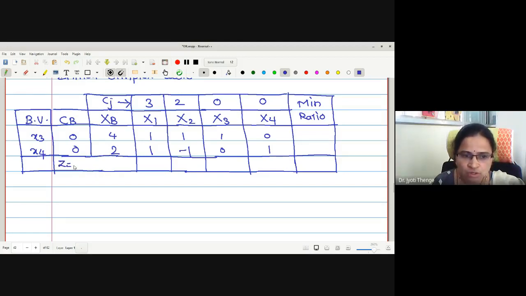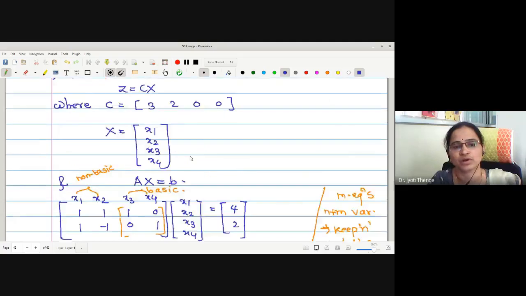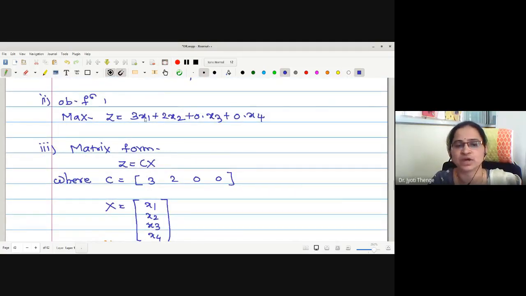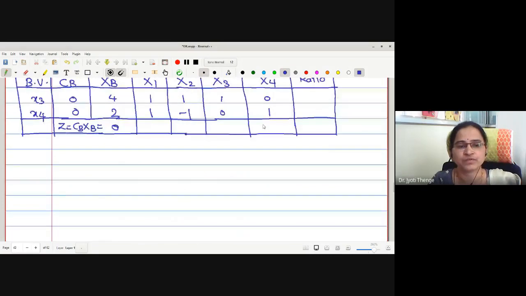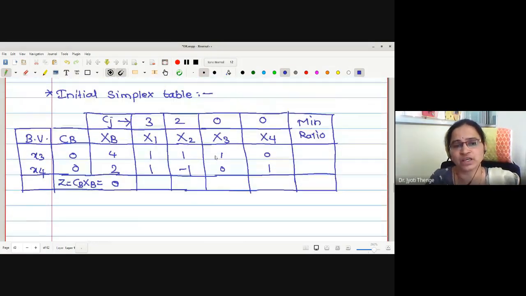Z is equal to CBXB, no doubt. What is CBXB? 0 into 4, 0; 0 into 2, 0. This is 0. Correct? Or you can check the value here also. Z we have written like this, where x1 we keep 0, x2 we keep 0, x3 takes 4, x4 takes 2. But x3, x4 have coefficient 0, 0. Therefore, the total value for the initial basic feasible solution is 0. The formula is Z is equal to CBXB. Therefore, for the initial simplex table, the value of the objective function is 0.